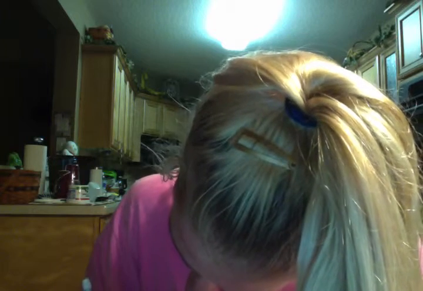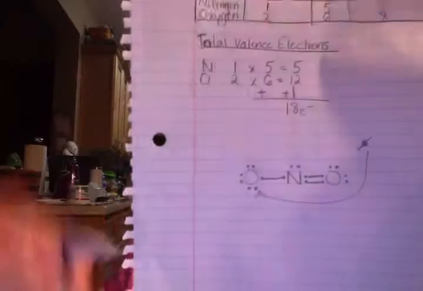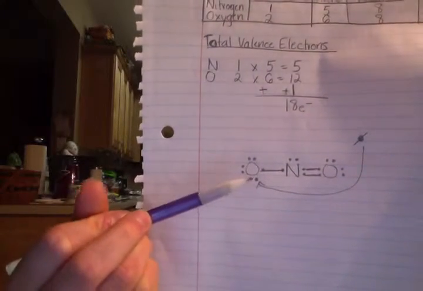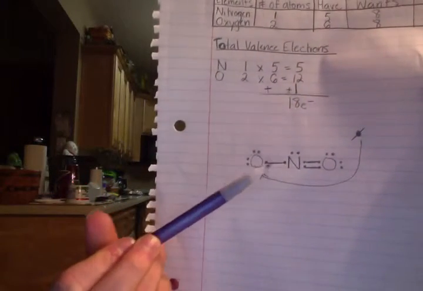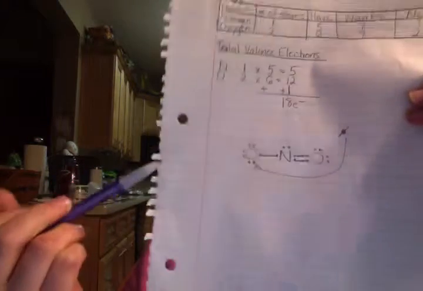So your extra electron will be placed next to the lonely little one here. Like that. It was placed right here. So now you have 2, 4, 6, 8. So that's happy. So they're all happy.